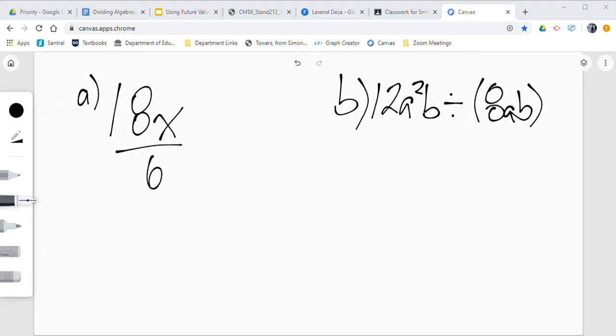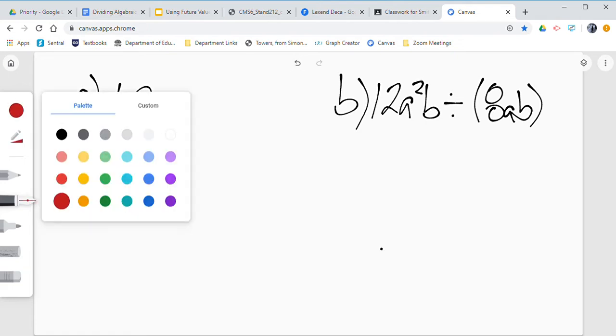Hey there, year 10s. Just making a quick video here to help explain dividing algebraic terms. So I have a couple of examples here. In my first example, I've got 18x over 6.